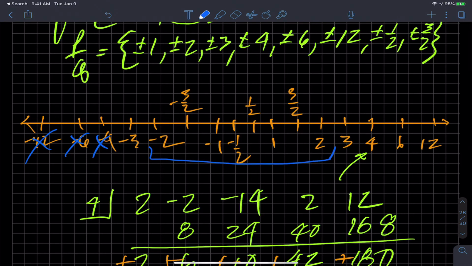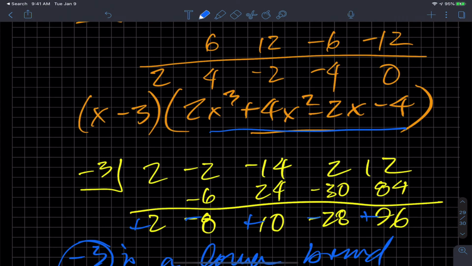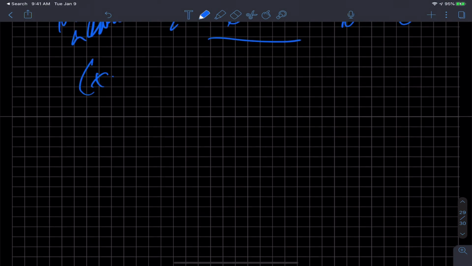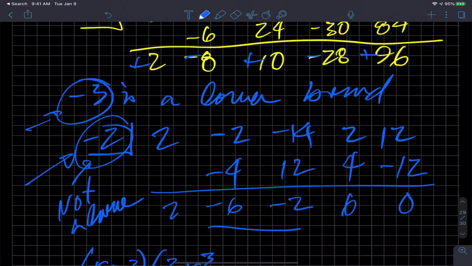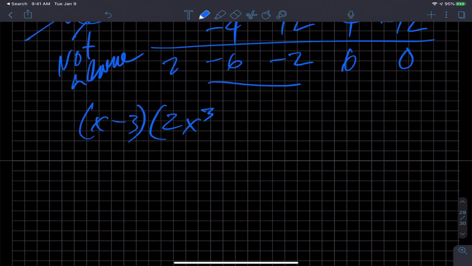Remember, we determined that 3 was a 0. So we only have those numbers left. In fact, we probably have fewer numbers left, because this was my polynomial that I shifted to. So let's take this, x minus 3, and what was it, 2x cubed plus 4, negative 2, negative 4. So that's x. This is x squared. That's where we were at.